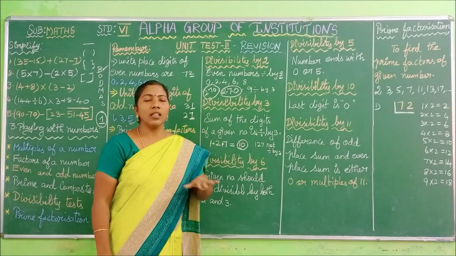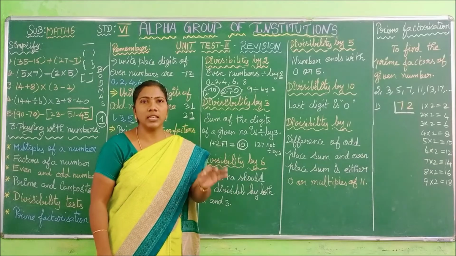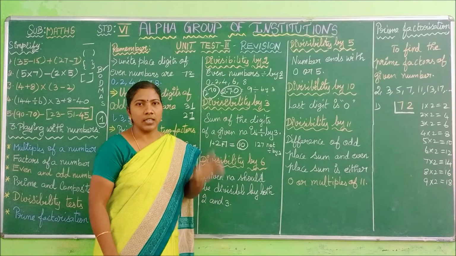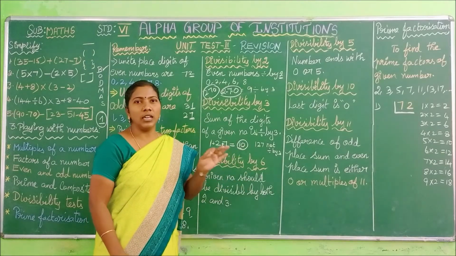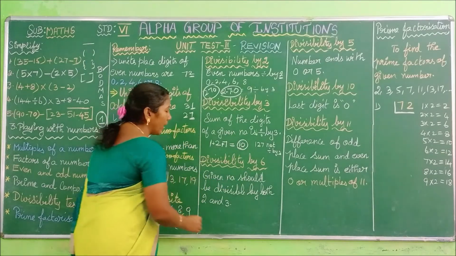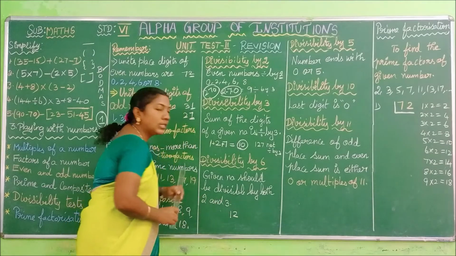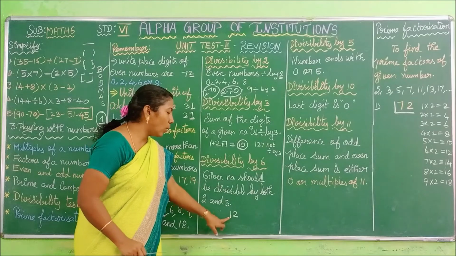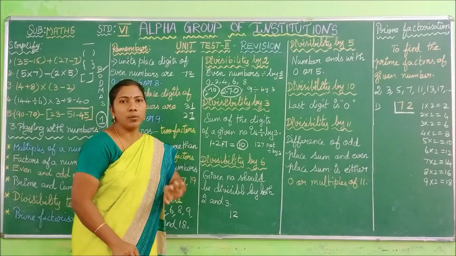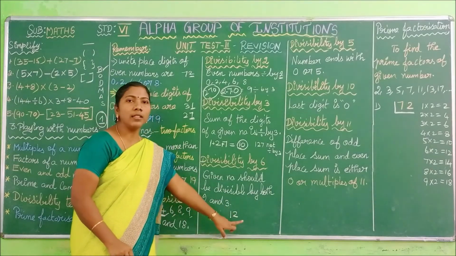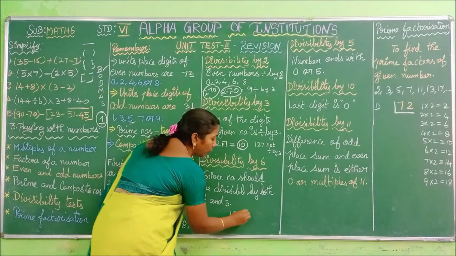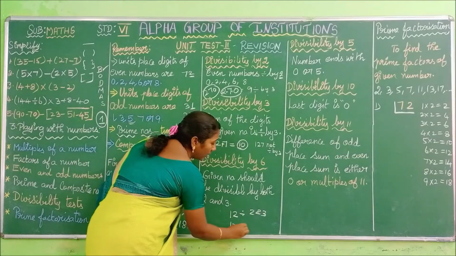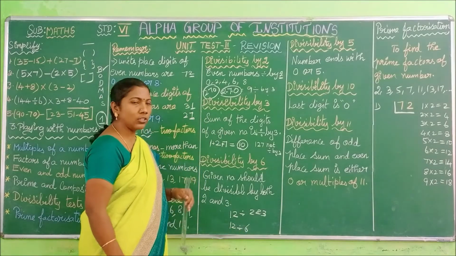Next, we are going to see divisibility by 6. How can you say the given number is divisible by 6? If the given number is divisible by both 2 as well as 3, we can say that number is divisible by 6. For example, I am writing 12. See here, it is an even number, so it is divisible by 2. Add the digits 1 plus 2, 3. So 3 is divisible by 3, so 12 is divisible by 3. Thus, 12 is divisible by both 2 and 3. So we can say 12 is divisible by 6. Do you understand, children?